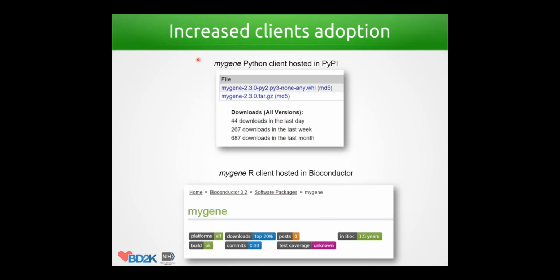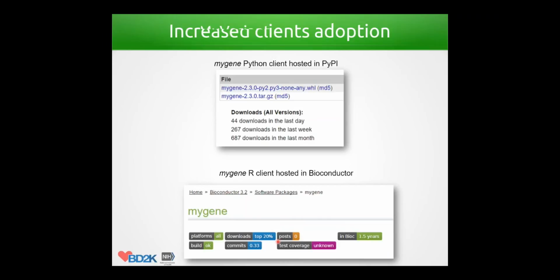For both the MyGene Python client and the R client, we do see increased downloads from the hosted websites. For the Python client, we now see a very stable 600 to 700 downloads every month. For the R client, which we released about 1.5 years ago, the downloads are already among the top 20% of all Bioconductor packages right now. That's pretty good to see this ranking.